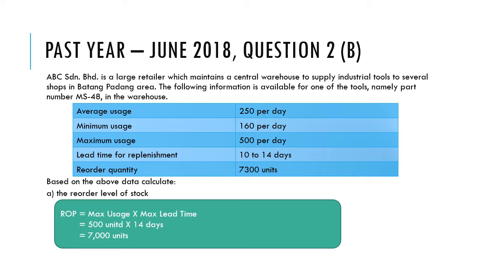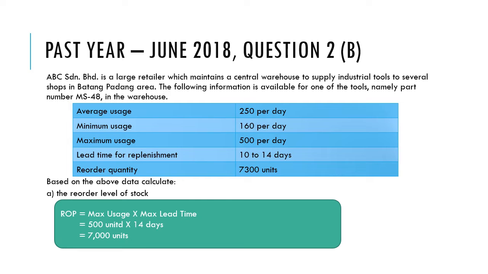So the question says, based on the above data, calculate the reorder point or reorder level of stock. So the formula just now is maximum usage times the maximum lead time. We take the maximum usage here, which is 500 per day, times the maximum lead time, which is 14 days. So the reorder point is 7,000 units.